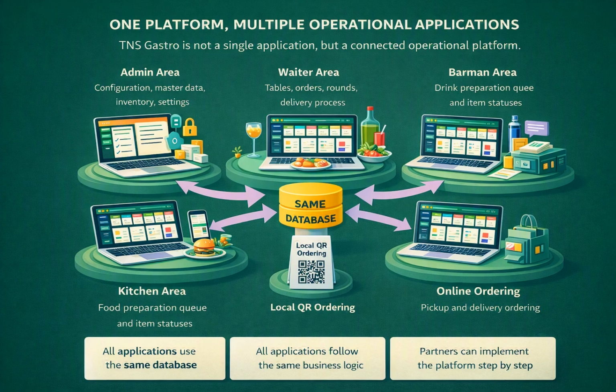The second application is the waiter area. This application is used by waiters during daily restaurant operations. It allows them to manage tables, create and manage orders, monitor active rounds, and deliver prepared items to guests, supporting the service process. The third application is the barman area.